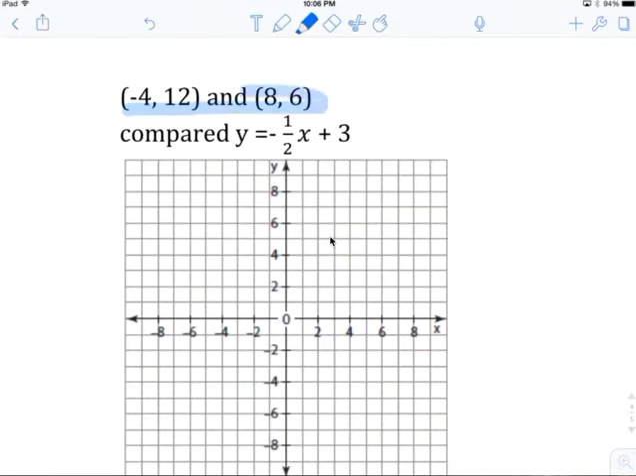Then you graph that. We know they'll intersect because the rates of change are different. You need to make an equation out of this one. x1, y1, x2, y2. Point slope: y minus y1 equals m parentheses x minus x1.